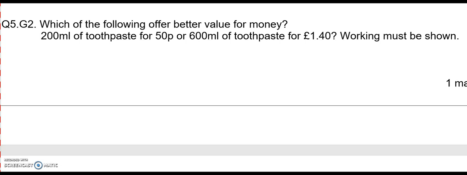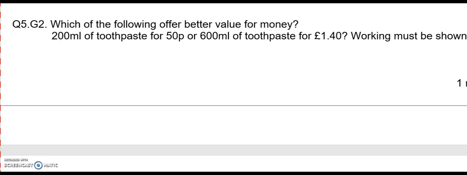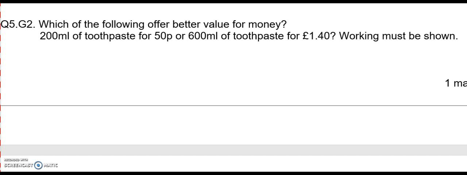Working must be shown. There are different ways you could solve this. One of them is to bring this 200 milliliters here to be the same as the 600 milliliters. So bring the amount of toothpaste you'd get to be equal, so then you can compare how much it would cost for both of the offers. So that's what I'm going to try and do first.